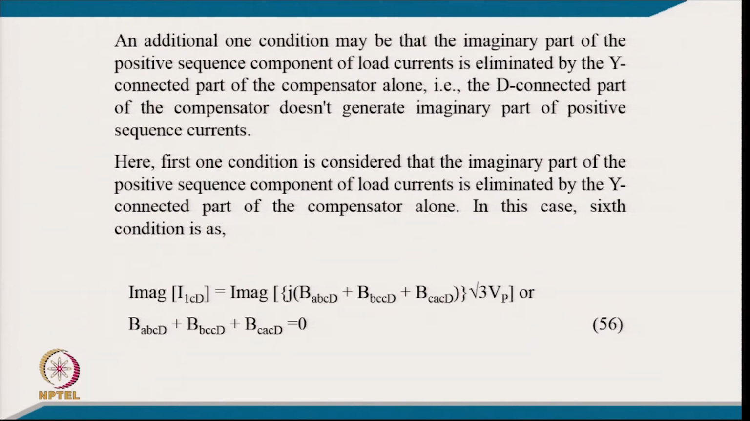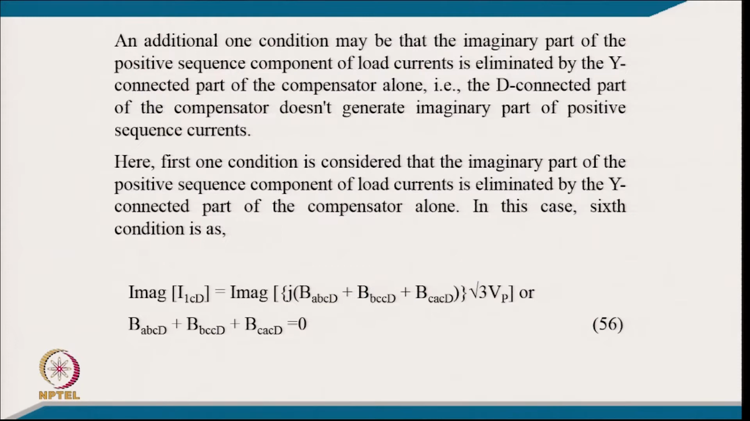So, as an example, here we would like to include a couple of examples, but you may have many such other conditions also. An additional condition may be that the imaginary part of the positive sequence component of load current is eliminated by the star connected part of the compensator alone. So, the delta connected part of the compensator does not generate the imaginary part of the positive sequence current. Hence, this condition is considered for the imaginary part of the positive sequence component of load current to be eliminated by the star connected compensator alone.